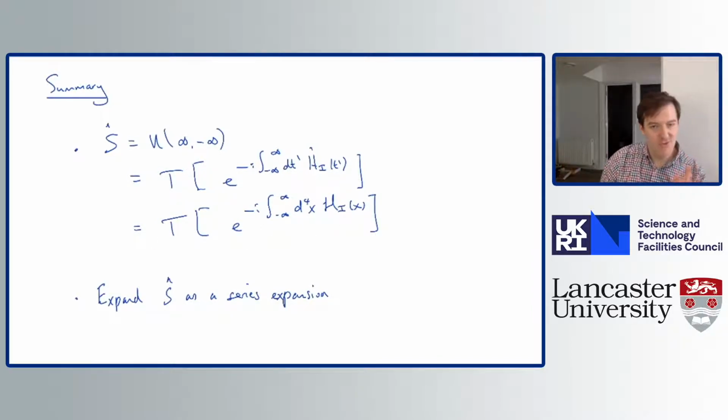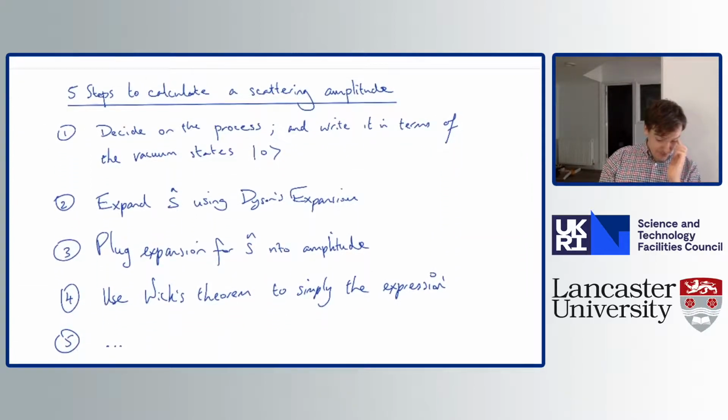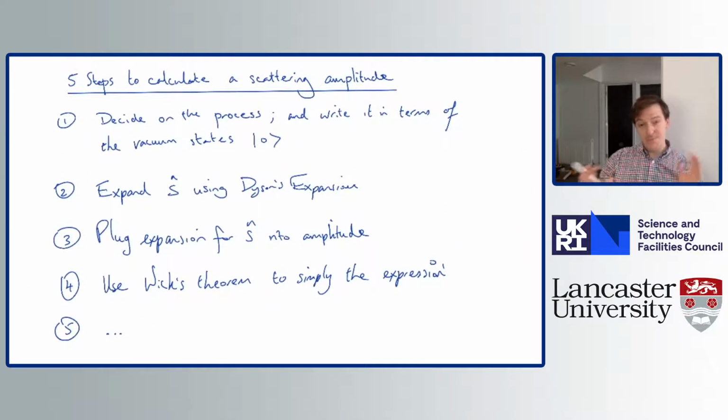We said it's tricky, or in fact impossible in most theories, to actually calculate this. So the approach we use is Dyson's expansion, where we simply expand out this exponential as a series, and you do this calculation term by term. We started to go through this 5-step process that should work for any theory in order to calculate a scattering amplitude. We've discussed the first 4 steps. The first one was deciding on the process. Well, that's easy. The example we're looking at is this 2-to-2 scattering process.